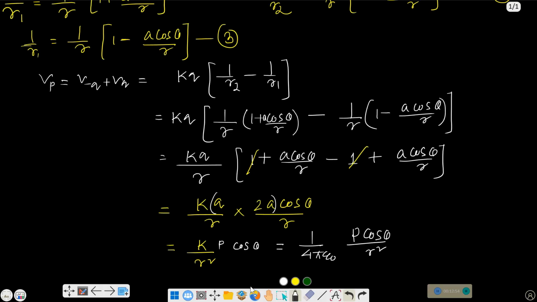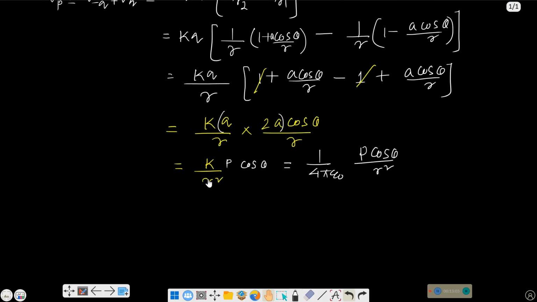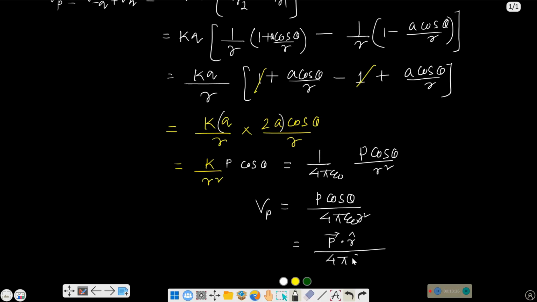Okay, now if we write it, this is the potential due to an electric dipole. In terms of electric dipole, we have got the potential at point P as p cos theta by 4 pi epsilon naught r square. Now this can also be written as p dot r cap divided by 4 pi epsilon naught r square. Okay, r cap is the unit vector along the r vector.